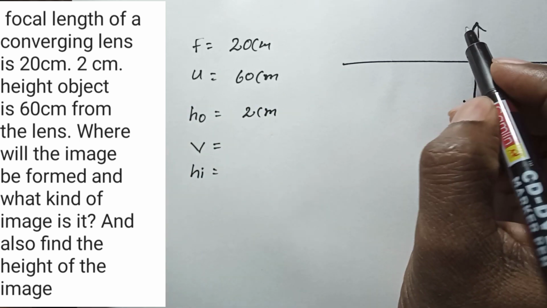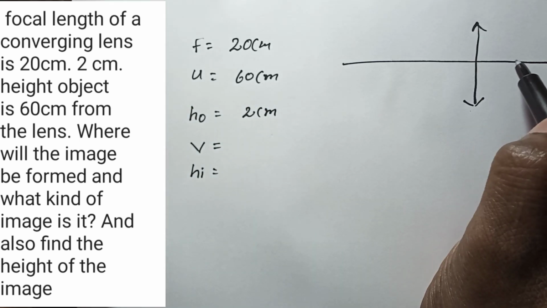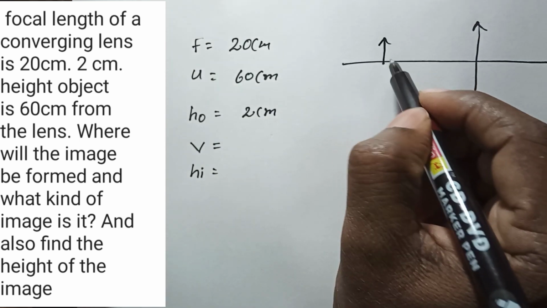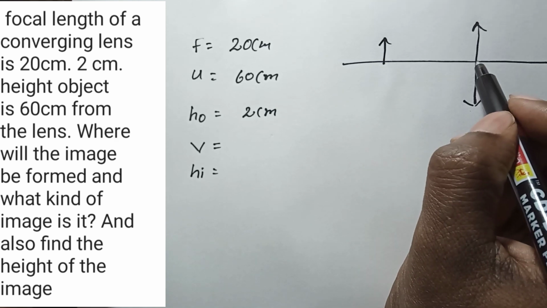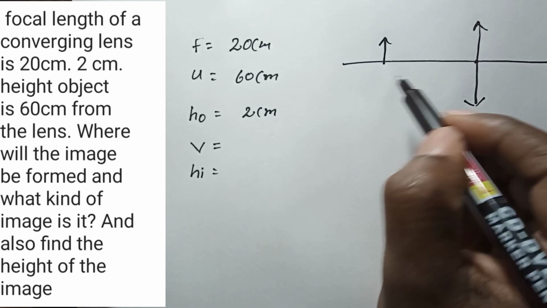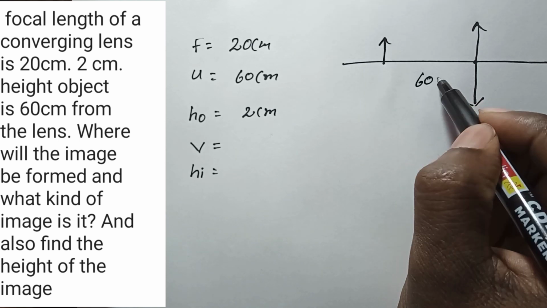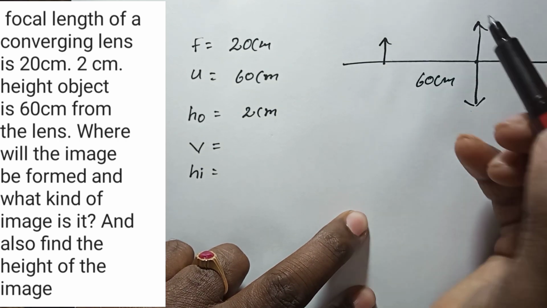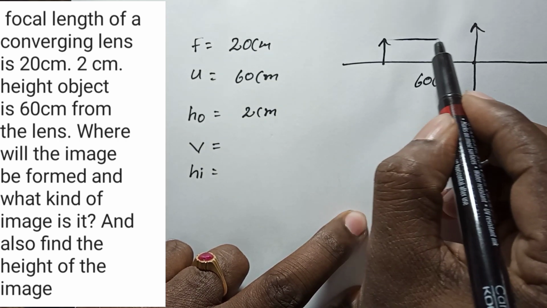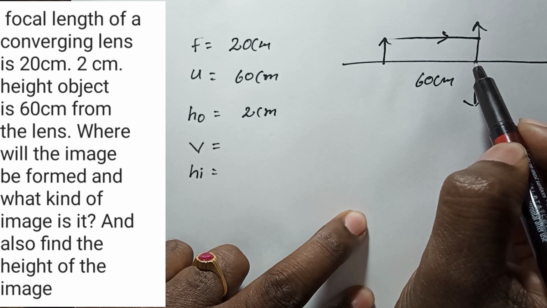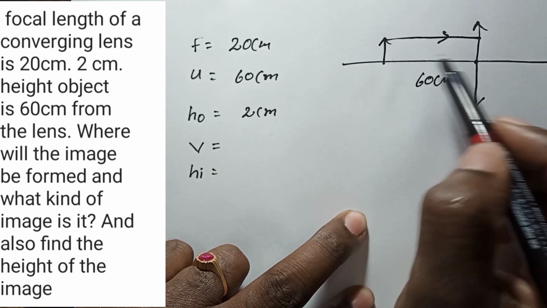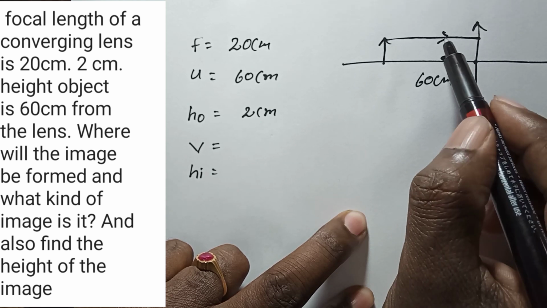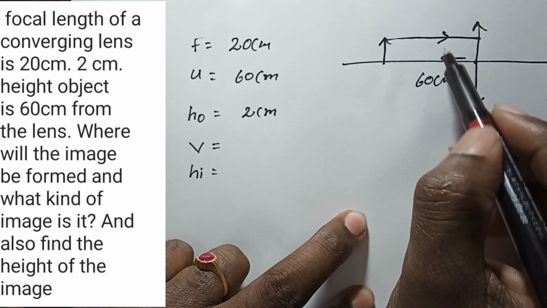characteristics of the image. First, I am taking the object here; the height of the object is 2 centimeters, and the distance between the optic center and the object is called the object distance, that is 60 centimeters. Then we have to find the image distance for this as well as the height of the image. Now this is the direction of the incident ray. We measure the object distance from the optic center to the object. That means in this direction we are measuring the object distance. So the incident ray and the measuring direction are opposite to each other.